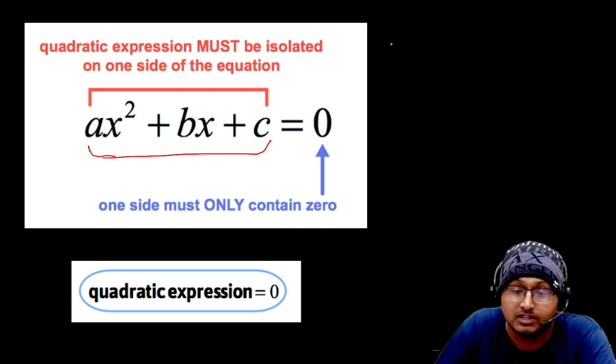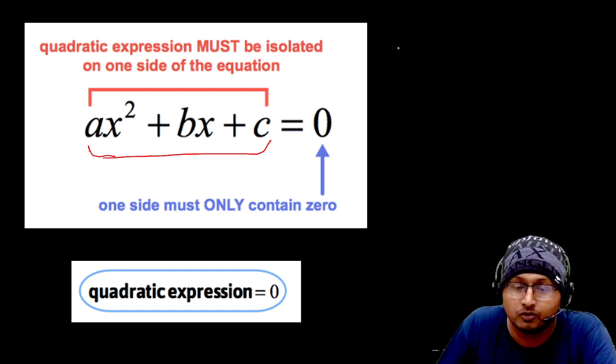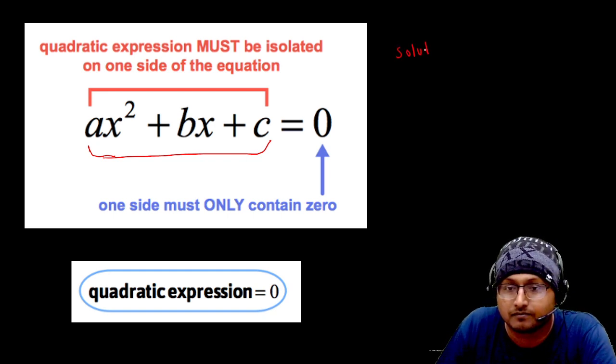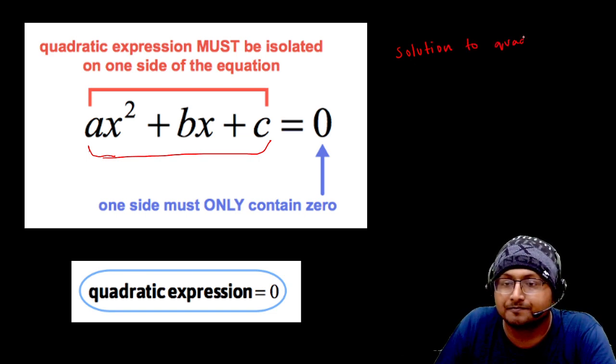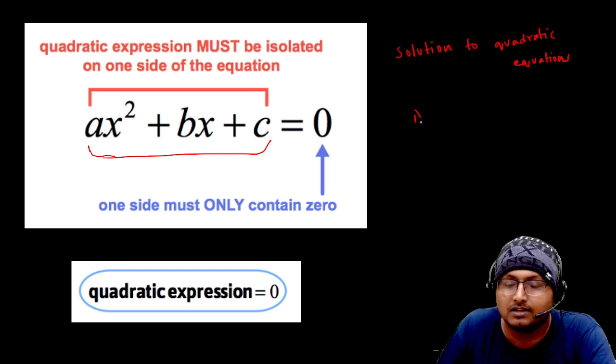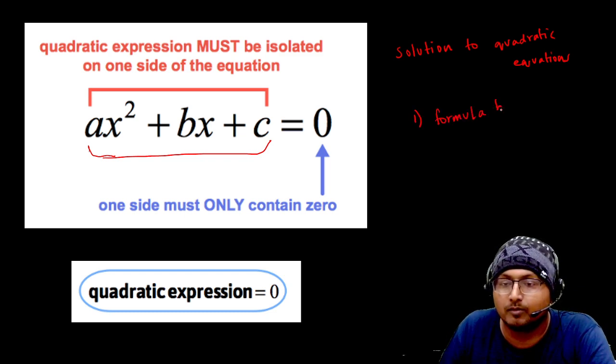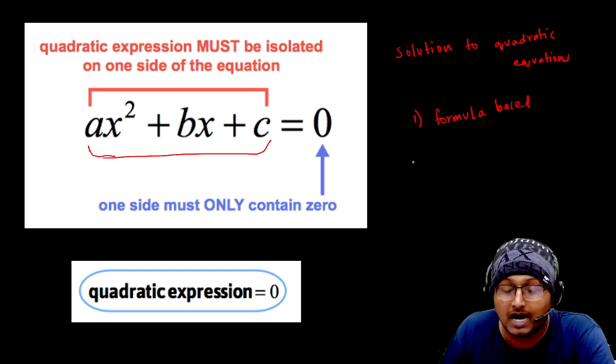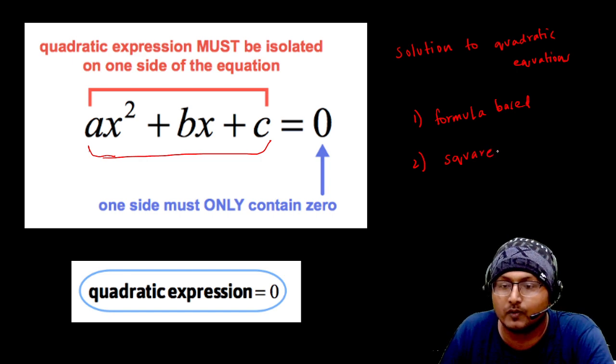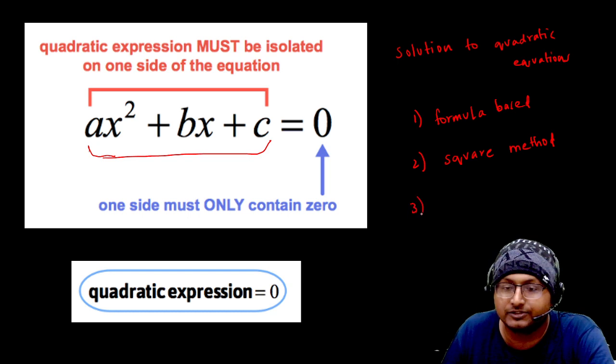We have a formula. See, we have three methods to find the solution to quadratic equations. One is the formula based method, a direct formula for the solution. Other is the square method. Other is the factor method.